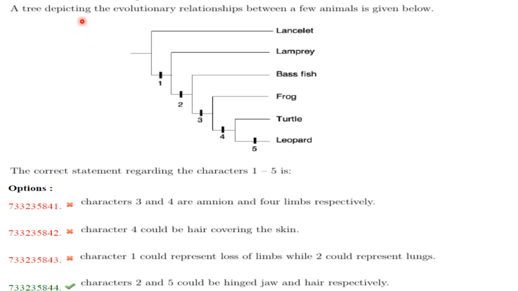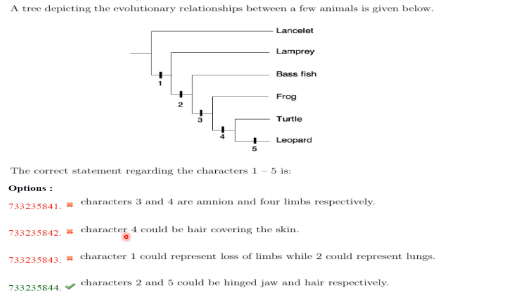A tree depicting the evolutionary relationships between a few animals is given below. Lancelet, lamprey, bass fish, frog, turtle, leopard. The correct statement regarding the characters 1 to 5 is. So characters 3 and 4 are amnion and 4 limbs respectively. 3 and 4. Your frog is not having an amnion, so that is not correct answer.